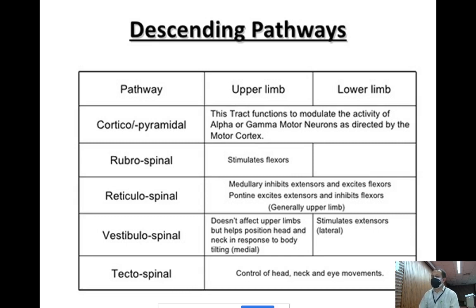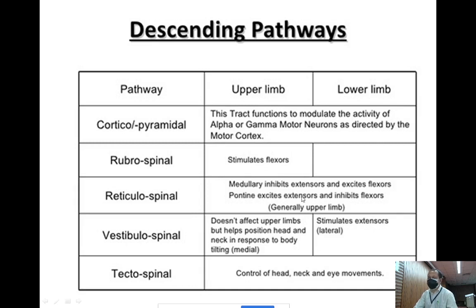But when you look at the extrapyramidal tract, you'll find that it is only the cerebrospinal tract that behaves like the lateral corticospinal tract, and it's more important in the excitation of flexor muscles.